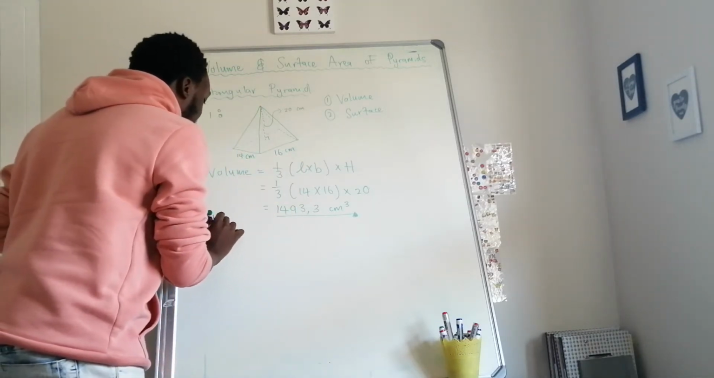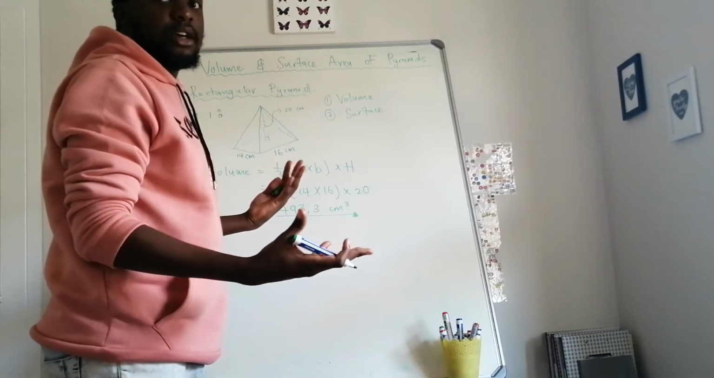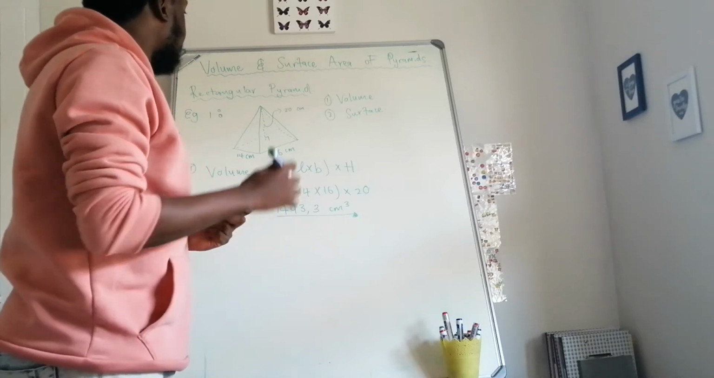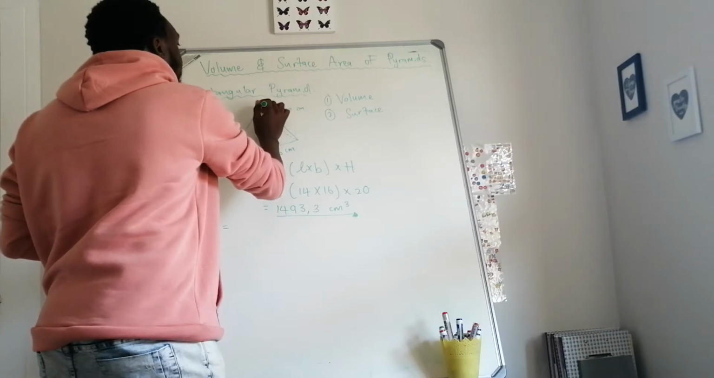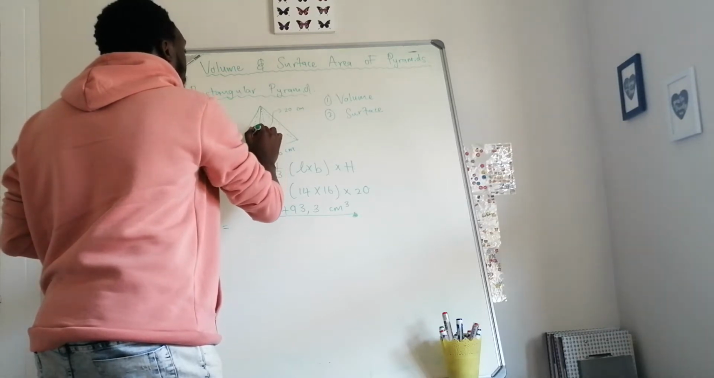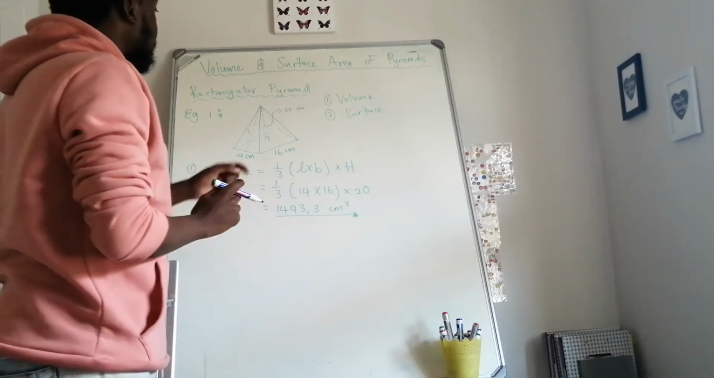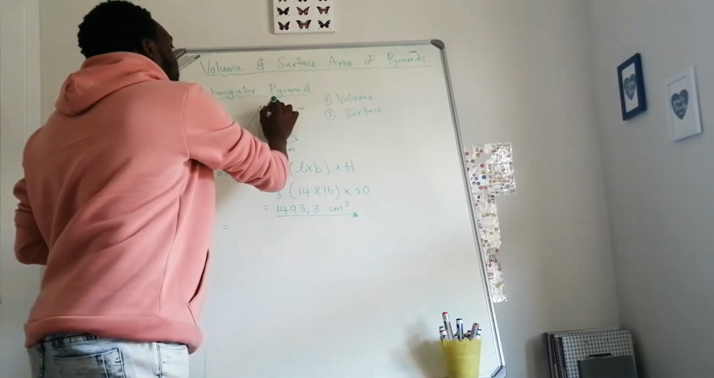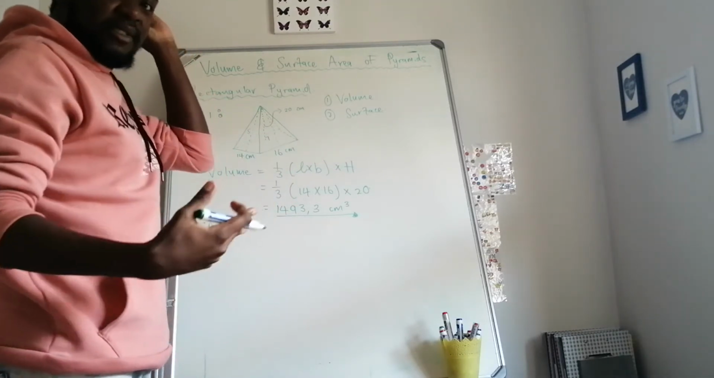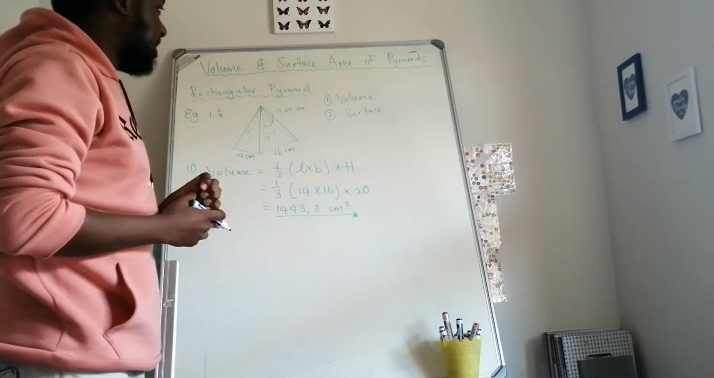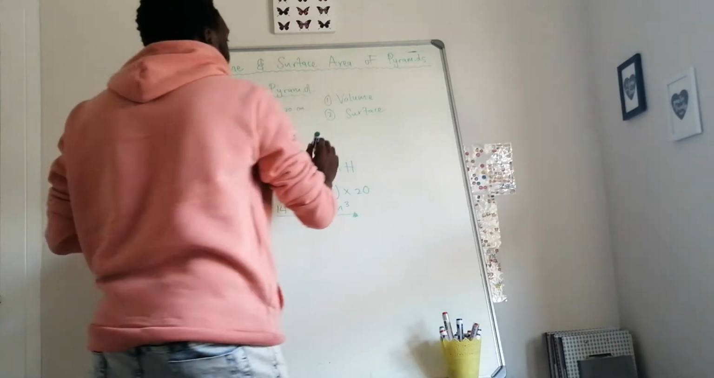Surface area, on the other hand, is much harder, because now we need to break up this shape, right? But before we break it up, the one thing that we're going to be looking for is this slant height thing, and obviously this side as well, right? So we're going to be looking for that slant height. How do we solve for that slant height?